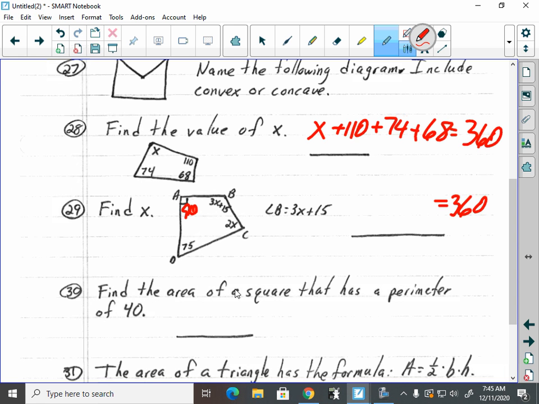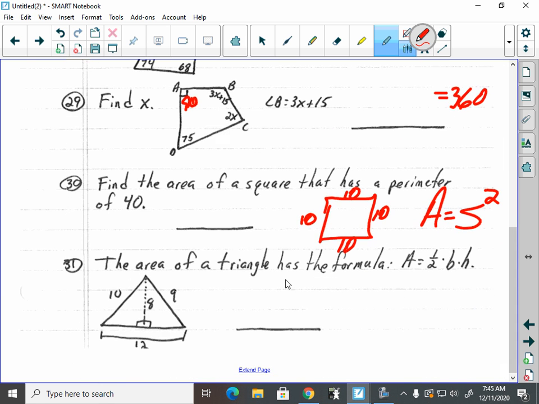Find the area of a square that has a perimeter of 40. Okay, here's a square. If the perimeter is 40, that means each side is 10, because 10 plus 10 plus 10 plus 10 is 40. The area of a square is side squared. Figure it out.